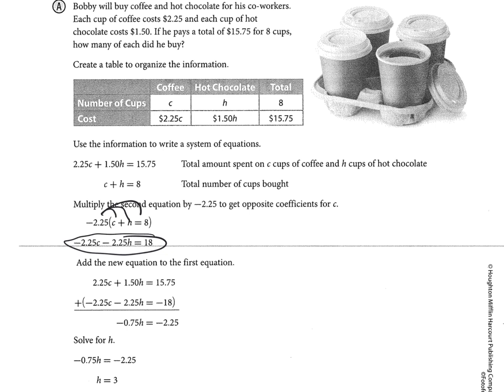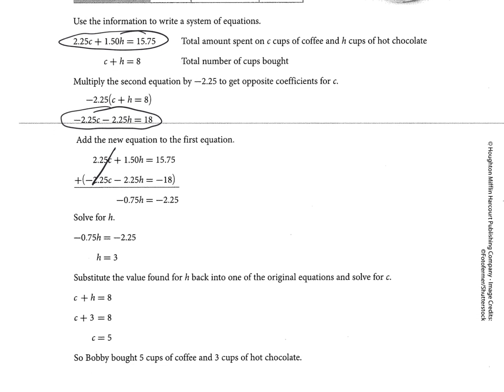Then it says add the new equation to the first equation. So they've taken the original and they've taken this new adapted second equation and they're going to add them together. So when we add 2.25C and negative 2.25C, we get 0. 1.50H minus 2.25H gives us negative 0.75H. And 15.75 minus 18 is negative 2.25. Then to finish and solve for H, they have to divide both sides by negative 0.75.